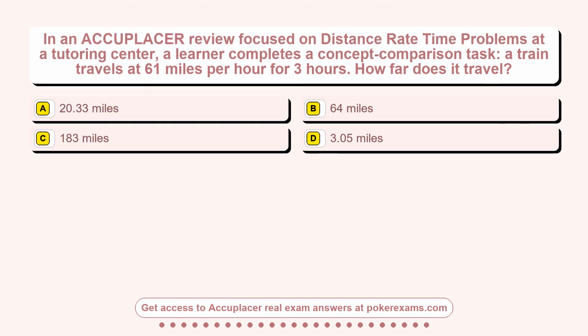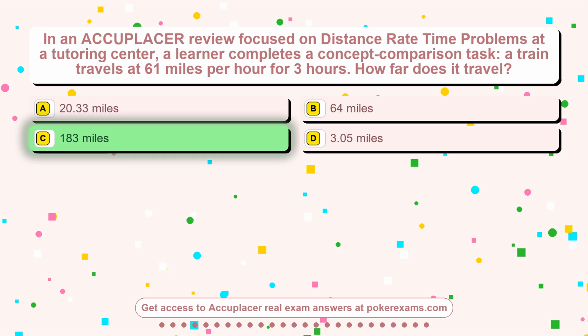Question 3. A student describes a system in which federal officials exercise power through institutions established in Articles 1, 2, and 3. Which principle is the student describing? Option A, selective incorporation. Option B, federalism. Option C, separation of powers. Option D, popular sovereignty. The correct answer is option C, 183 miles.